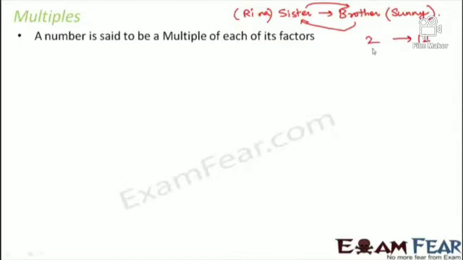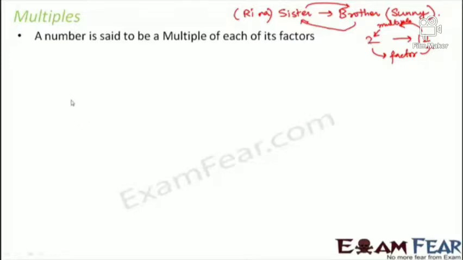So if we say that 2 is a factor of 12, then we will have to say that 12 is a multiple of 2. So a number is always a multiple of each of its factors. Let us understand this with examples.